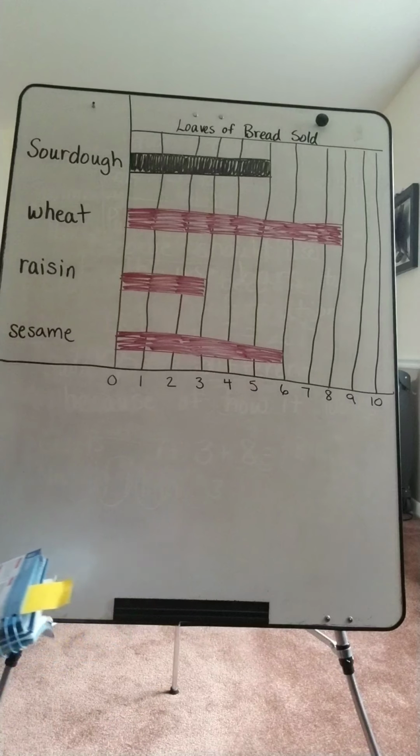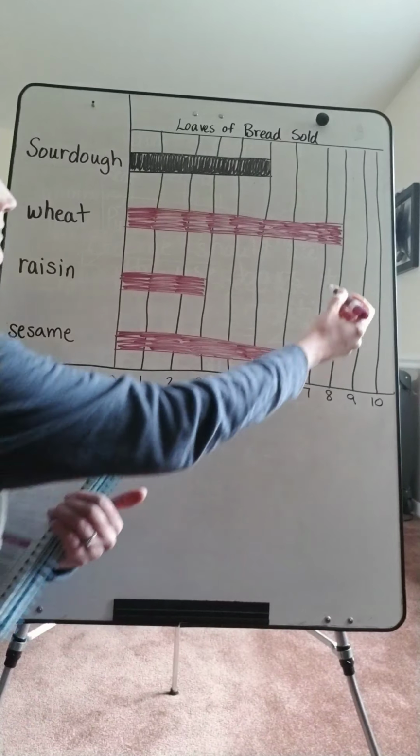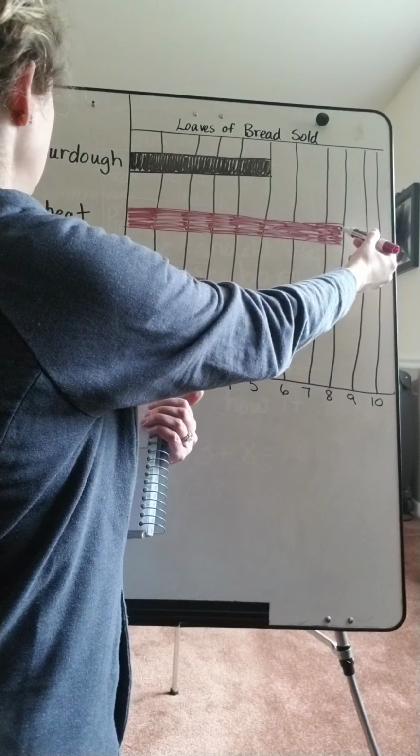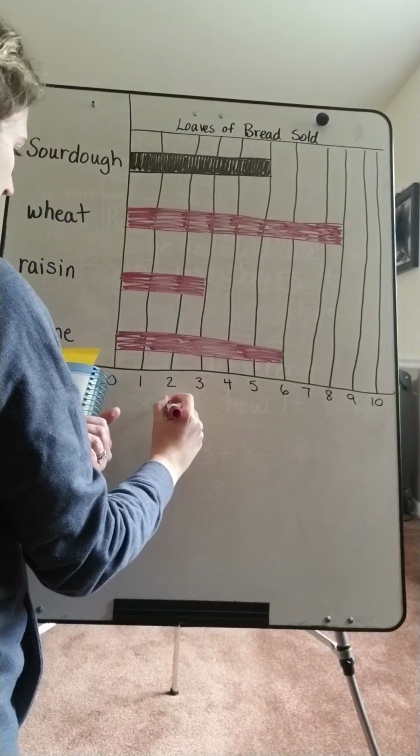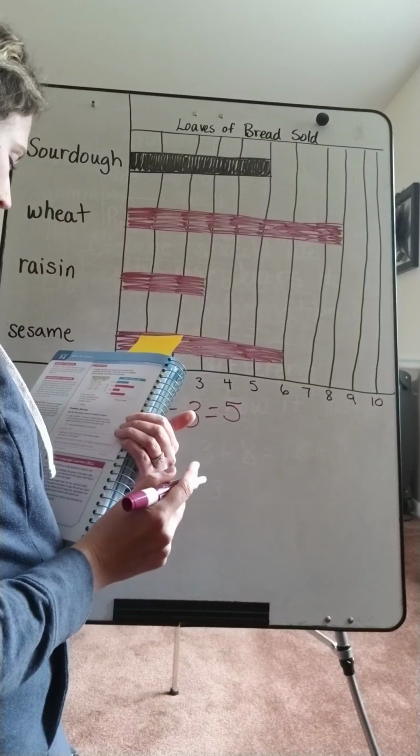Number 2, how many more loaves of wheat bread are sold than loaves of raisin bread? Well, wheat bread, we know that there's 8. Raisin bread, there's 3. So 8 minus 3 is 5.